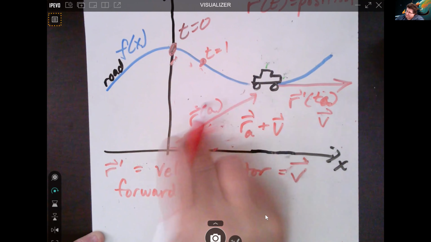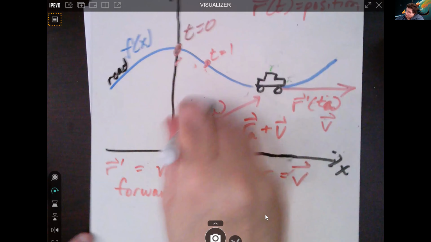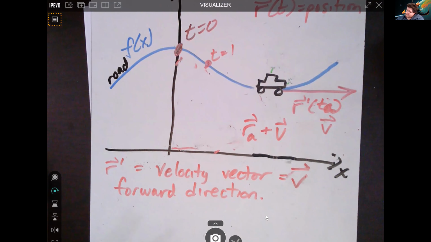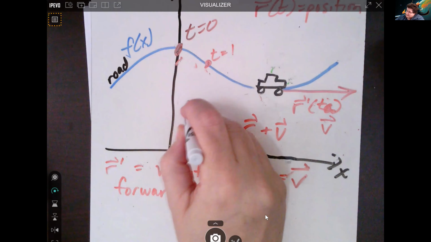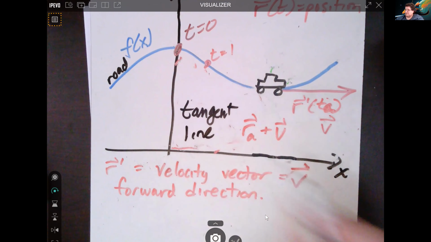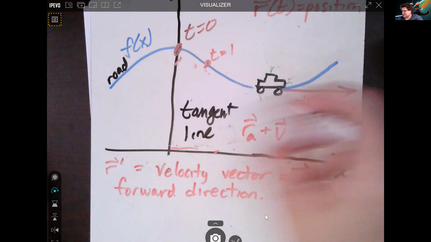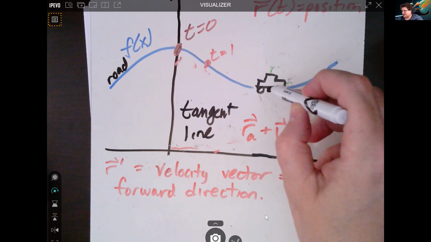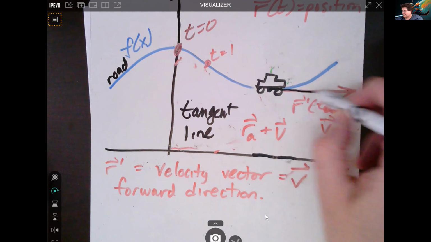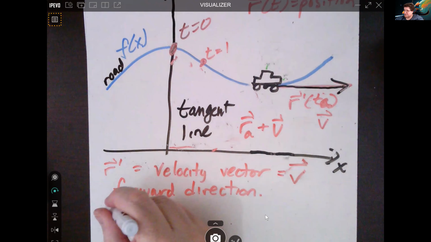I don't need this part anymore. R of A was to illustrate where we're doing it. This is the tangent line, which basically gets me to here. This is the position R of A. It's telling me where to start. It's a point, and it's giving me a direction from there. So that's my forward direction.